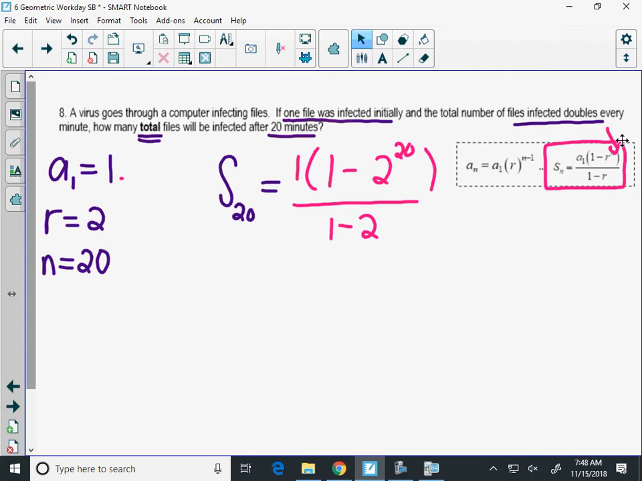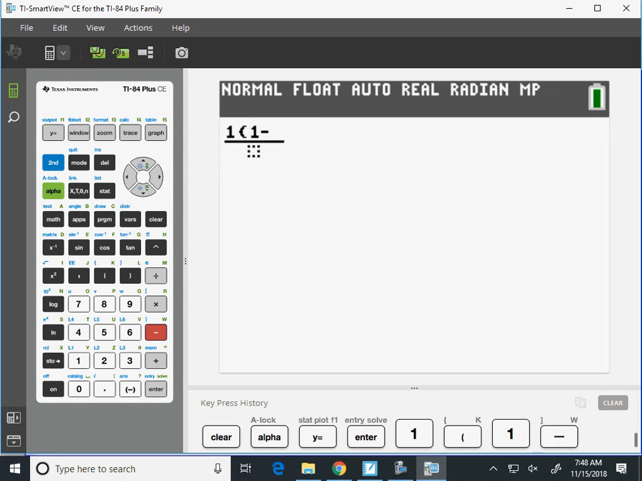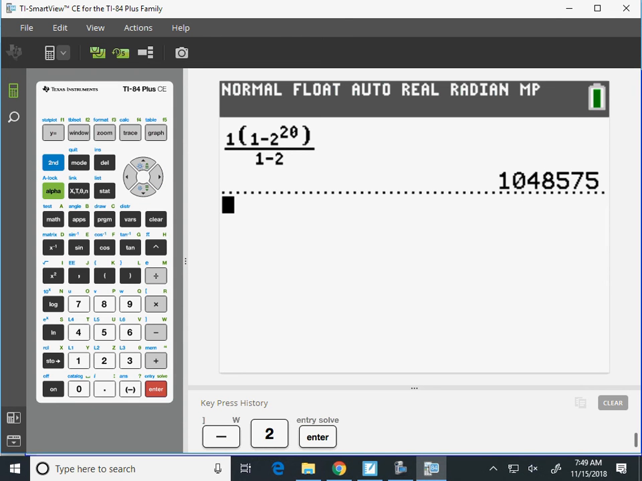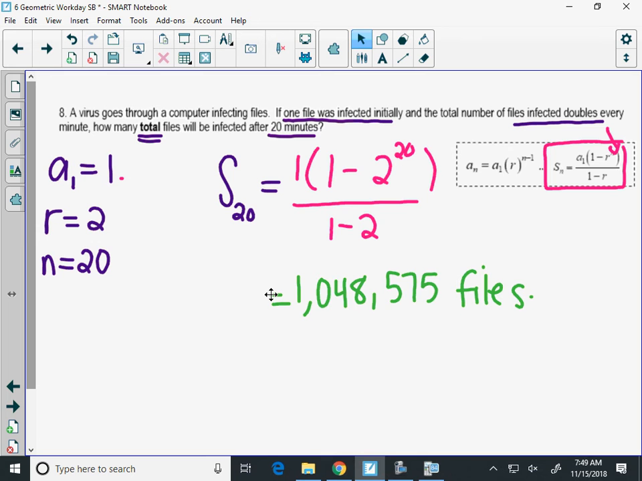We're going to type that into our calculator here. 1 times 1 minus 2 to the 20th over 1 minus 2. And that value here that we got on our calculator, 1,048,575 files, is how many files would have been infected if it doubles every minute for 20 minutes. So from 1 to over 1 million very, very quickly with this pattern.